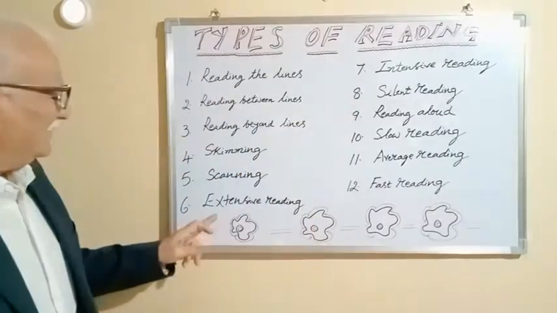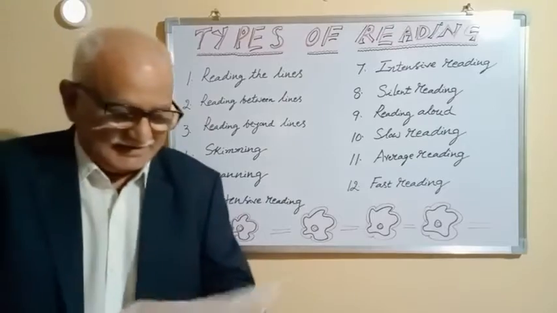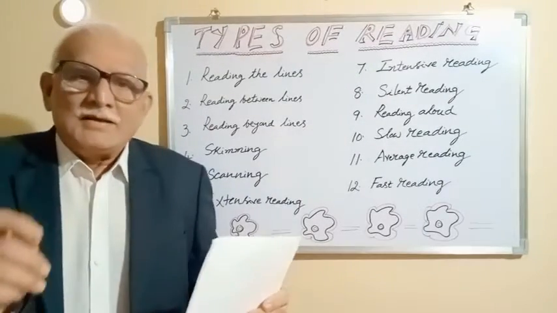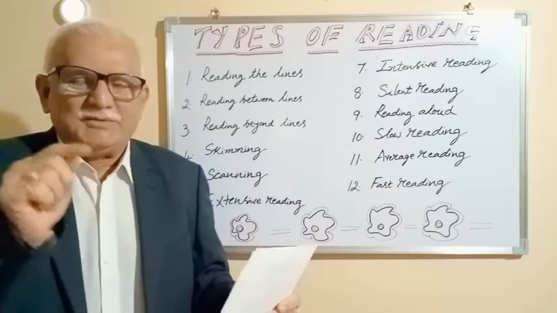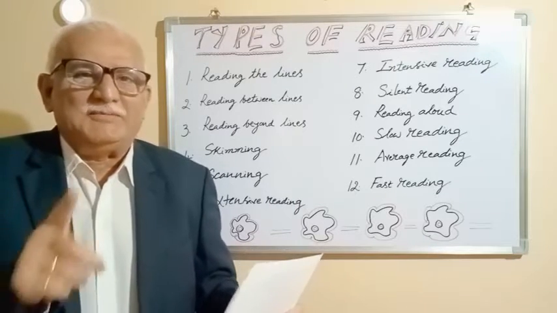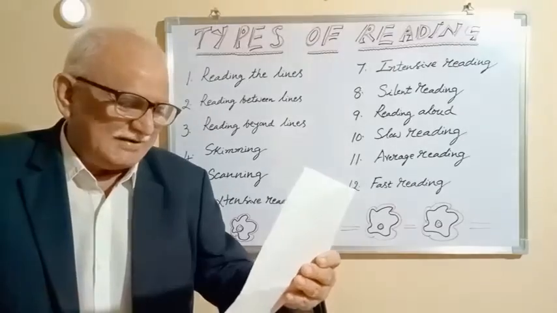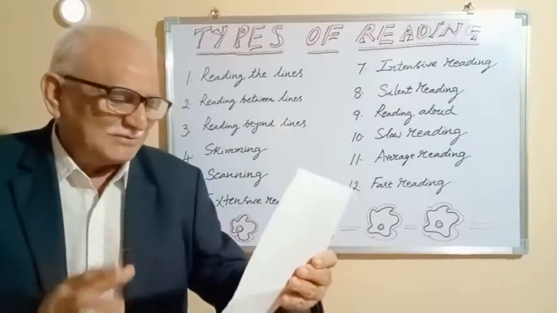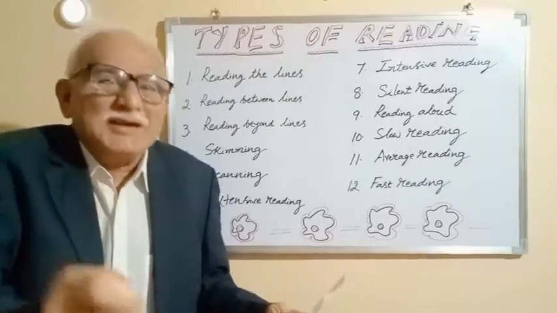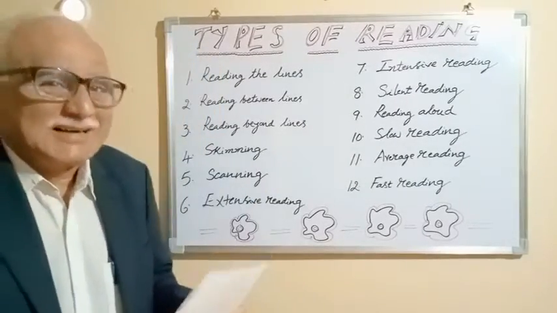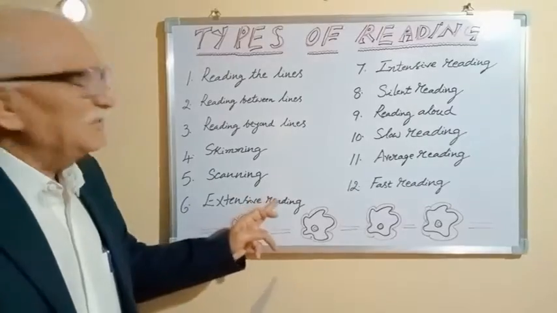The next one is extensive reading. Extensive reading is reading a textbook of agriculture meteorology, Basic Principles of Agriculture Meteorology written by Radha Krishna Murthy. You want to read thoroughly, and you give importance to keywords in that book. So extensive reading we call it.